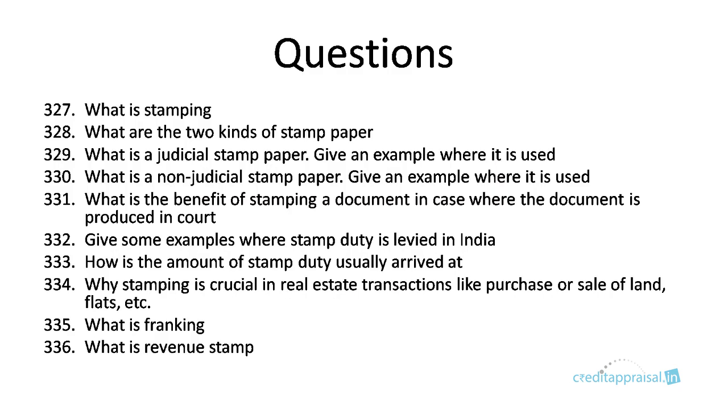So in this chapter, these are the questions you have to be prepared for. What is stamping? What are the two types of stamp paper, judicial and non-judicial? What is judicial stamp paper? Give an example. What is non-judicial stamp paper? Give an example. We discussed this. What is the benefit of stamping a document in case the document is produced in court? We discussed this, give some examples.